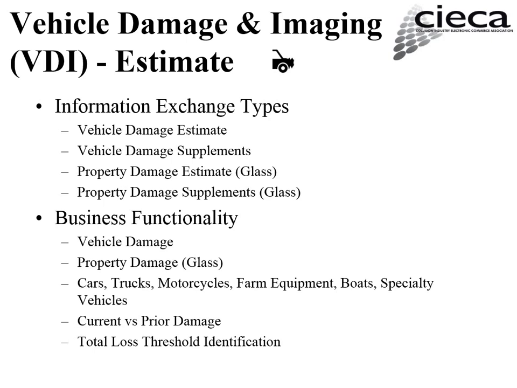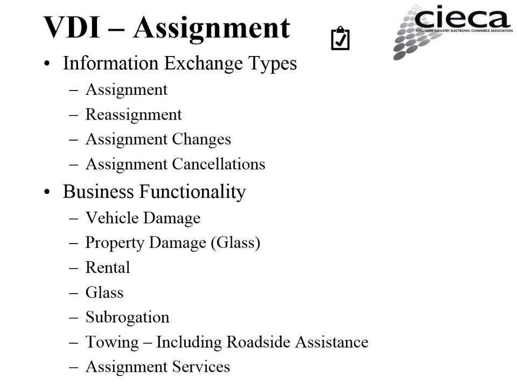So we see that the information types are the estimates, the supplements, the damage estimates for glass and supplements for glass. To note here is that we've got cars. The functionality includes cars, trucks, motorcycles, farm equipment, boats, specialty vehicles. So that's very exciting stuff there.